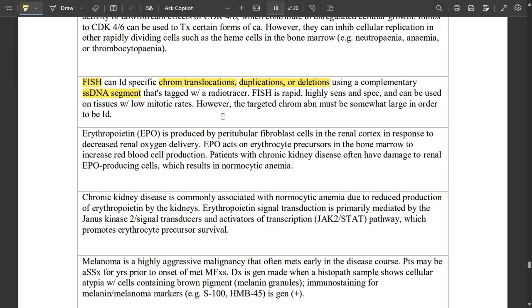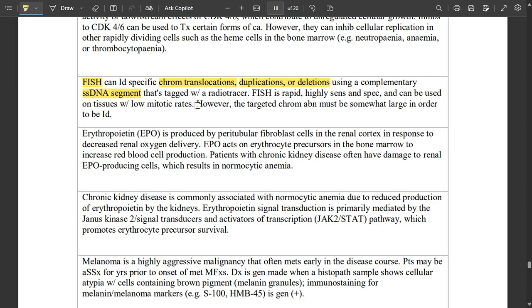So there is a single stranded DNA segment. It has something tagged in it, which is the radio tracer. This DNA segment with the radio tracer can help in detecting chromosome translocations, duplications, or deletions. FISH is rapid, highly sensitive and specific, and can be used on tissues with a low mitotic rate. So even those tissues which have a low mitotic rate can be identified for translocations, duplications, or deletions using this technique.